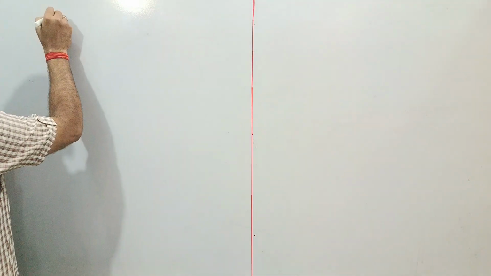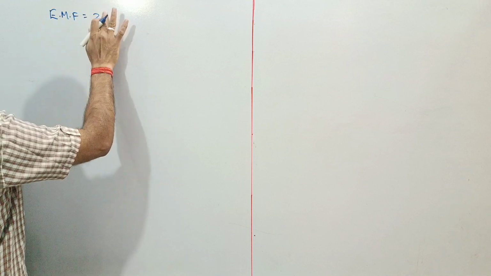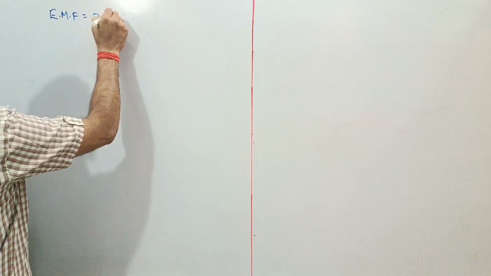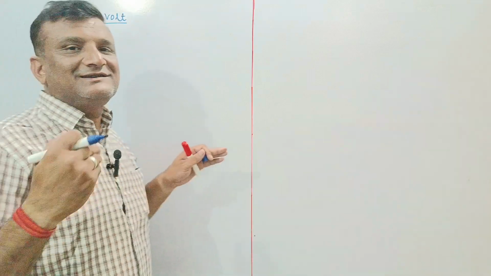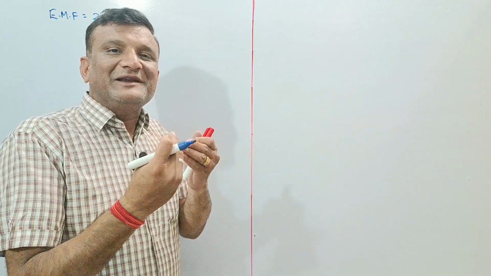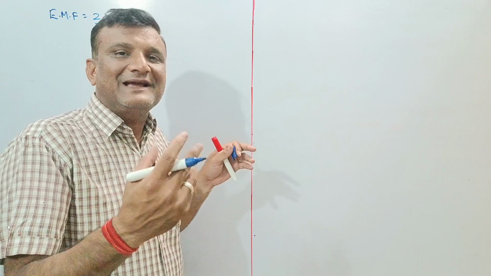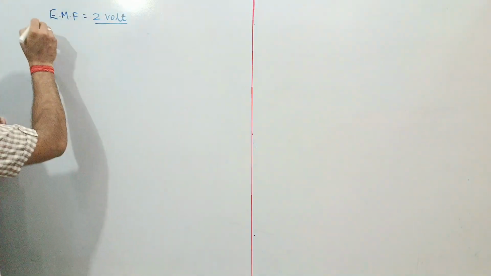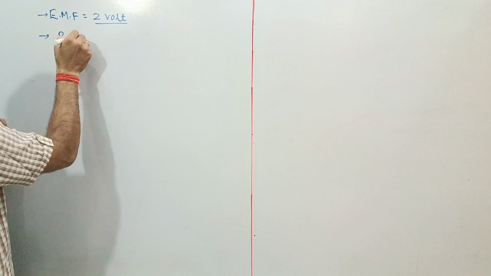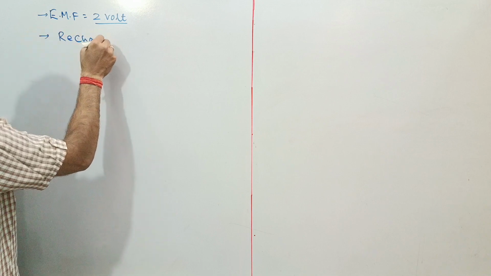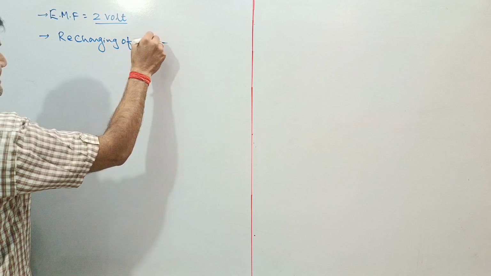So now the time to discuss the EMF. EMF of the lead storage cell or lead accumulator cell is 2 volt for each cell, and by combination of more than one cell, एक से ज़्यादा सेल को सीरियल कॉम्बिनेशन में अटैच करके और बैटरी का फॉर्मेशन कर लेते हैं 2 वोल्ट 4 वोल्ट 6 वोल्ट 8 वोल्ट इस टाइप से। दिस वाज अबाउट द ईएमएफ। नाउ द टाइम टू डिस्कस अबाउट द रिचार्जिंग ऑफ सेल। सेल को कैसे रिचार्ज करेंगे?